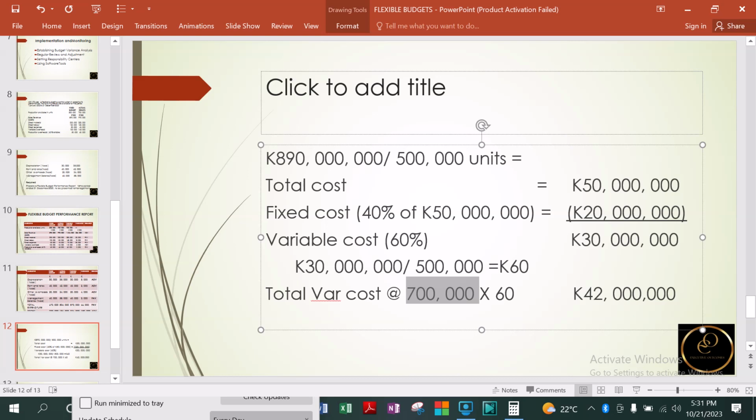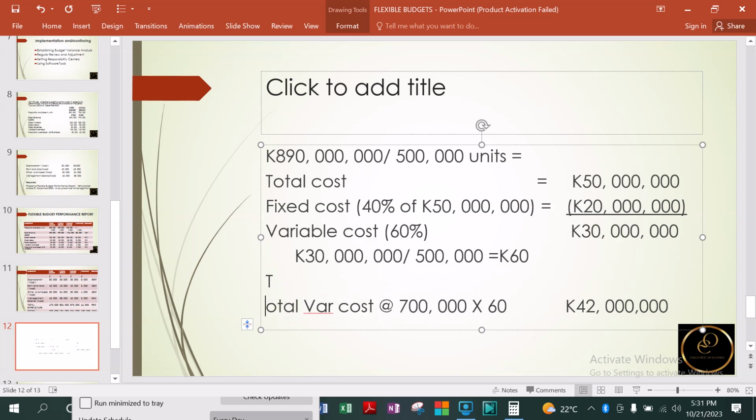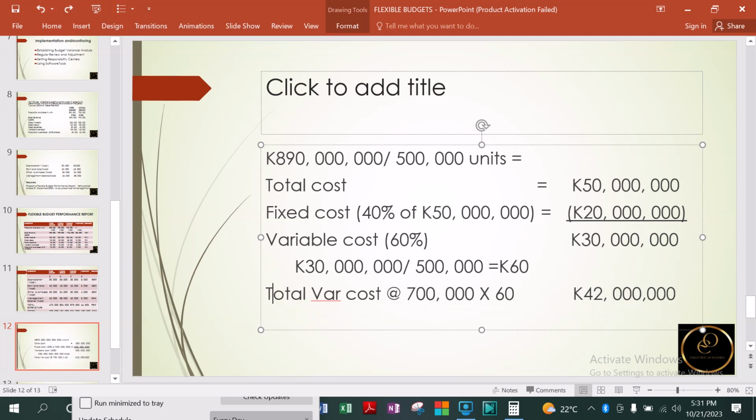Now we have to complete the equation. Remember that we have just the variable component, but we need to add to it the fixed component. Now fixed component, the principle is that fixed costs do not change regardless of changes in activity level. We have changed the level of activity from 500,000 to 700,000 units. What changes between the cost is the variable cost. The fixed cost does not change. So we bring the fixed cost intact as before.